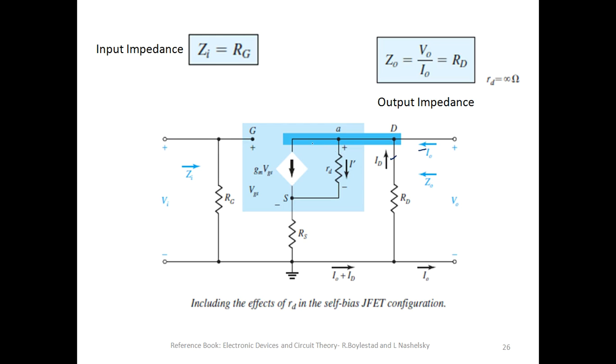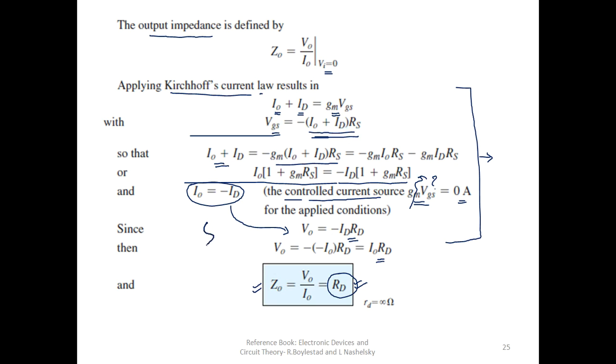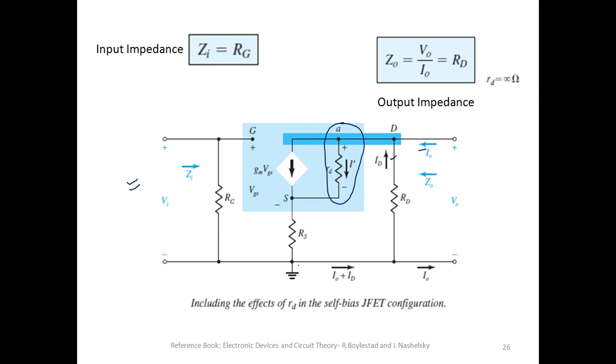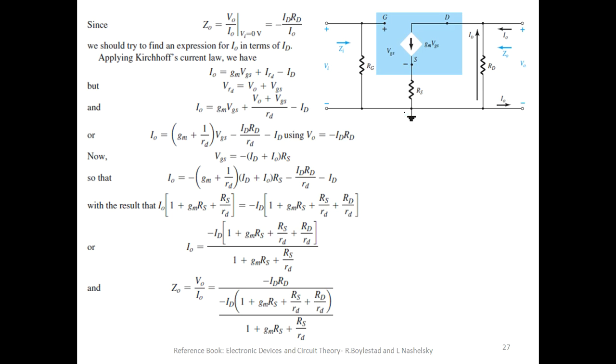So what do we get when it is considered? That's the circuit where we are considering the effect of rd. It has to be included now. Where? In this particular term. Again we have a little bit of mathematics. Again the expression for output impedance is as given, applying Kirchhoff's current law. Just concentrate on the first expression, the one which is being highlighted.